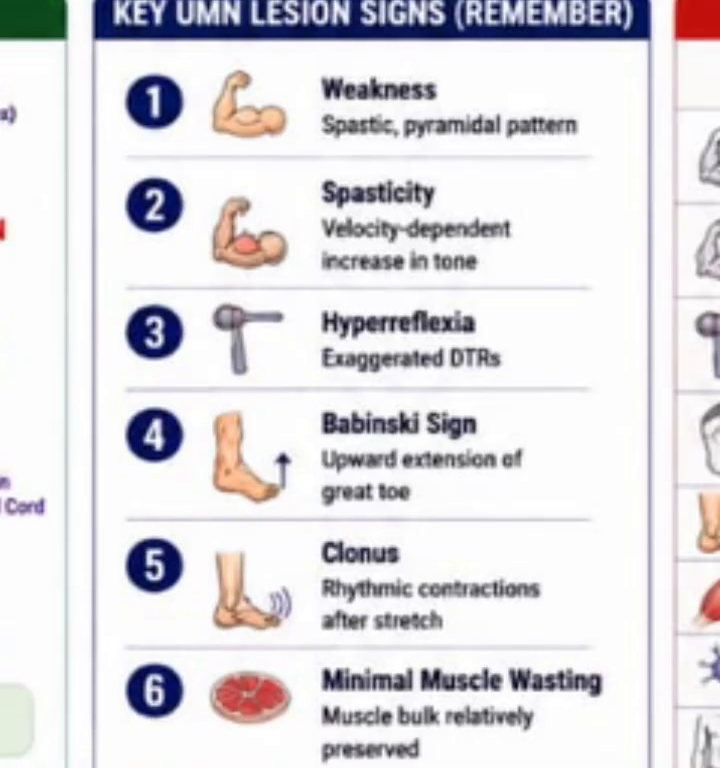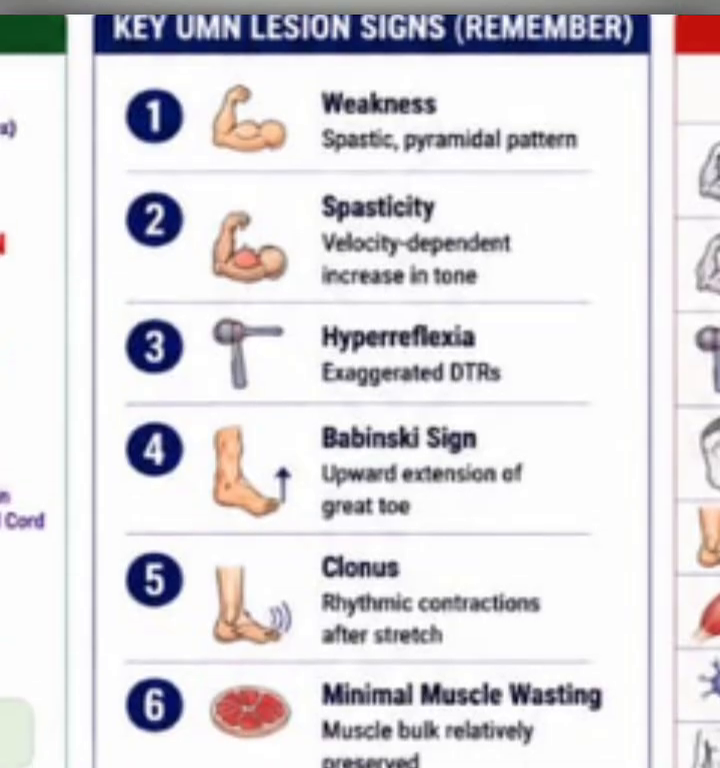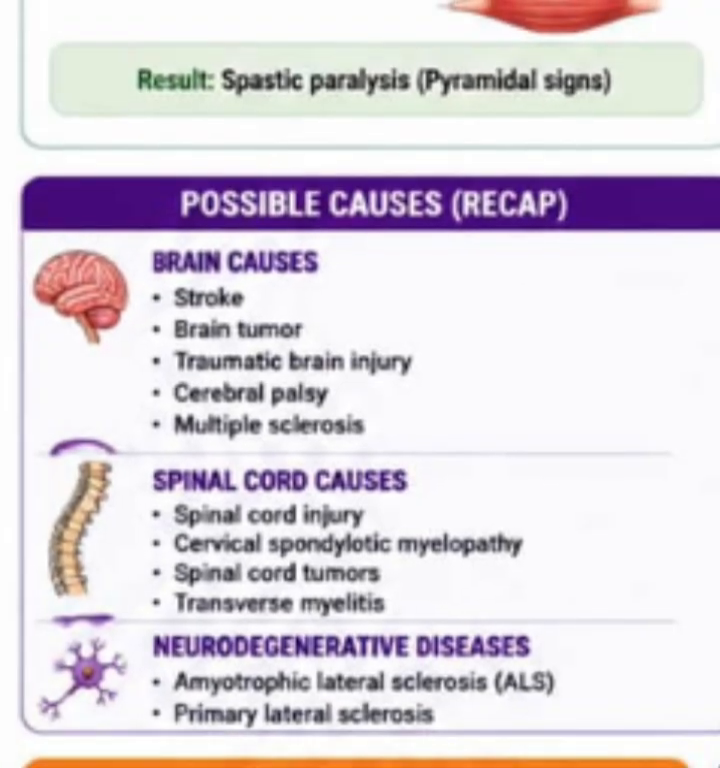Now, what are the possible causes? Like I said, it could be brain caused by stroke, brain tumor, traumatic brain injury, cerebral palsy, multiple sclerosis, it could be spinal cord caused from spinal cord injury, cervical spondylitic myelopathy, spinal tumor, transverse myelitis, it could be a neurodegenerative disorder like amyotrophic lateral sclerosis, primary lateral sclerosis, Parkinson's disease, Huntington's disease, Friedreich's disease, it could be anything.